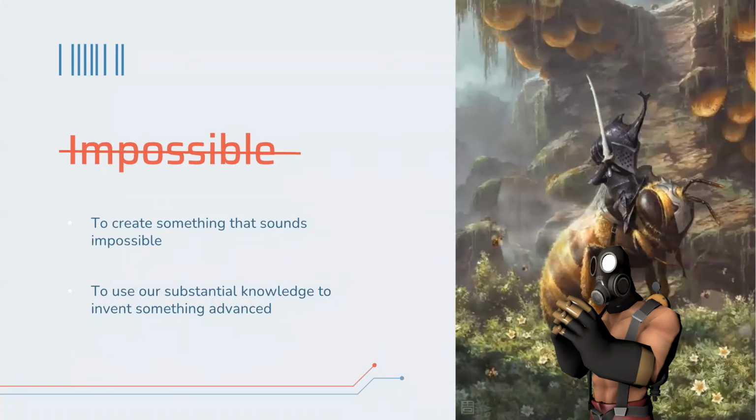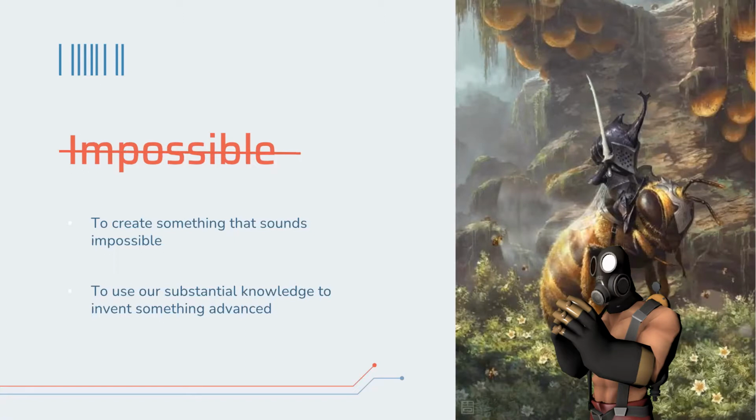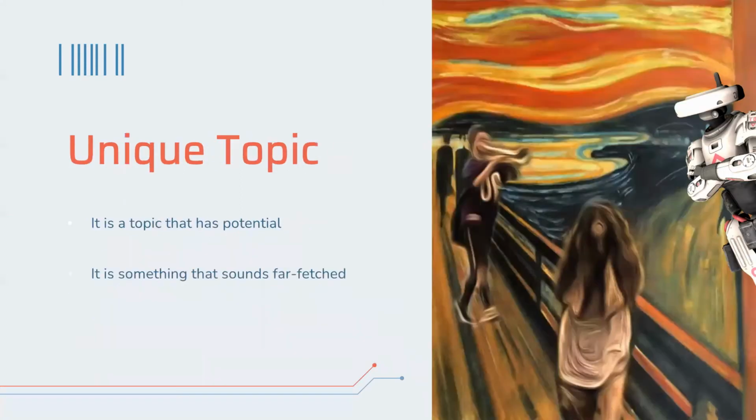The second reason is we want to show that there is nothing that is called impossible. We want to create something that might sound impossible but still doable to be done. And we want to show that we can use our substantial knowledge to create something that's far-fetched or advanced. A unique topic that not many people has done before, and because of how unique it is, it has a lot of potential and a lot of untainted ground that we can go through, and a lot of reasons we can do it. And even though it sounds far-fetched, I believe it can be done in the future.